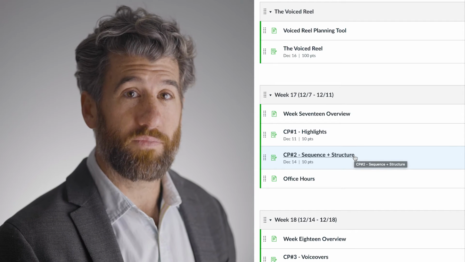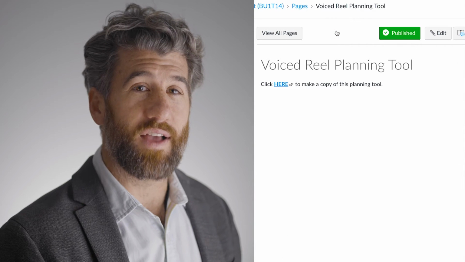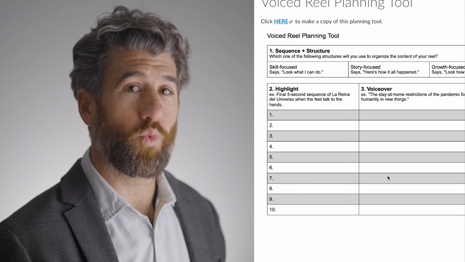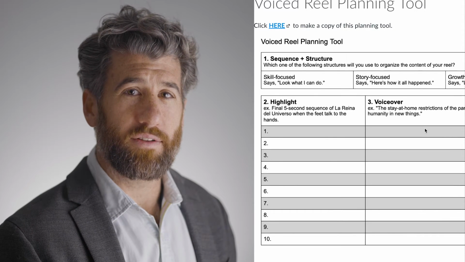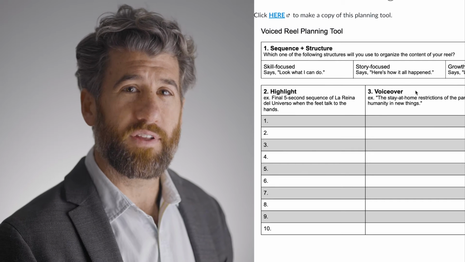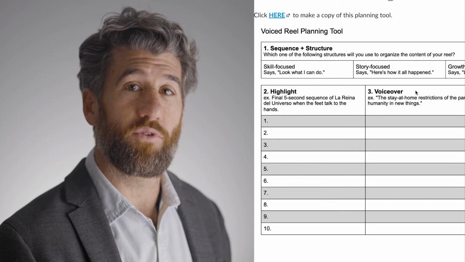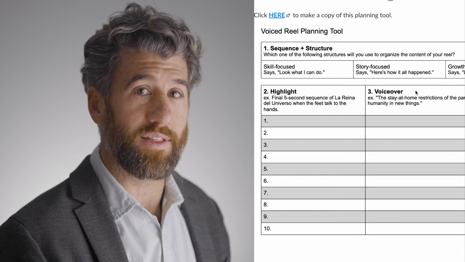3. Voiceover. Once you've identified your highlights and established your sequence and structure, it is time to develop your voiceover. Here is where we'll be making meaning of the highlight choices we've made. Why did you choose this highlight? What does it say about your skills, your story, or your growth? How does it fit in with the rest of your work? Using the voiced reel planning tool, compose a sentence or two that corresponds to each of your highlights.